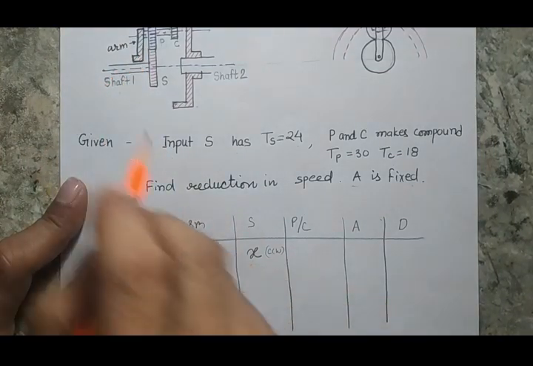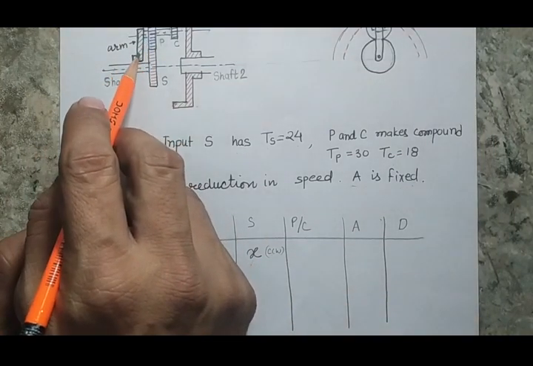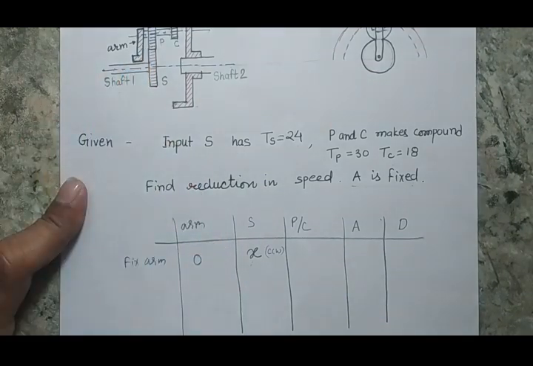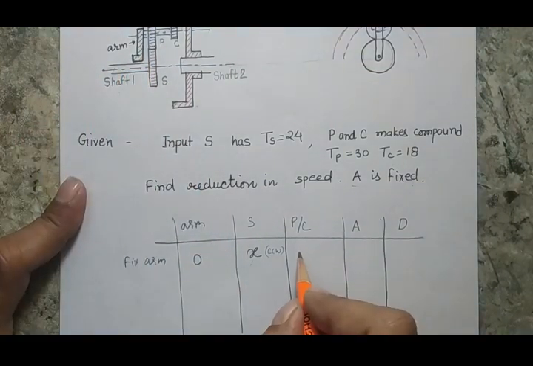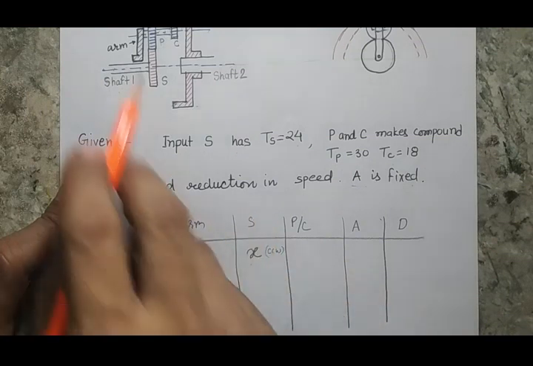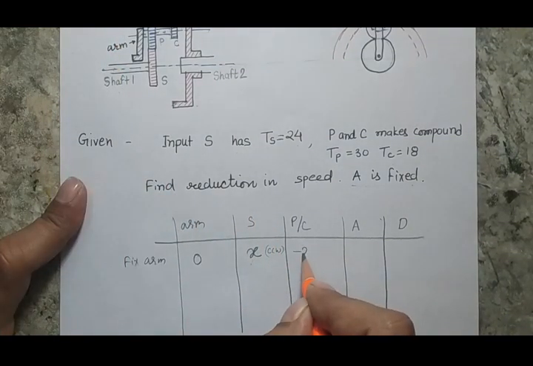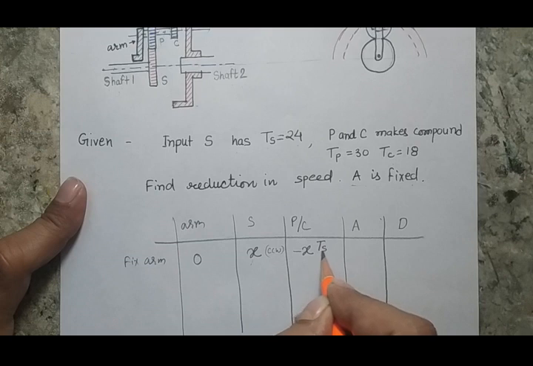of P will be what? These two gears are in mesh and the arm is fixed. That means these two are like a simple gear train. So the rotation or the RPM of P gear will be opposite to the direction of S, and it will be defined by TS by TP.